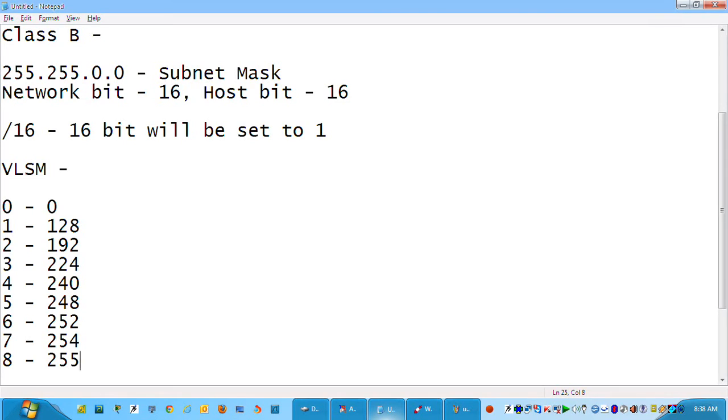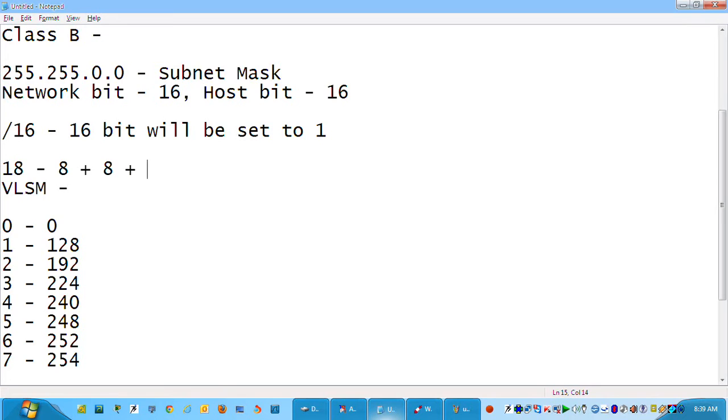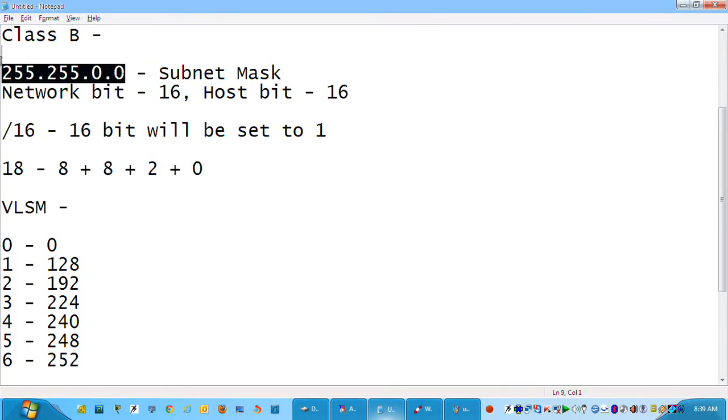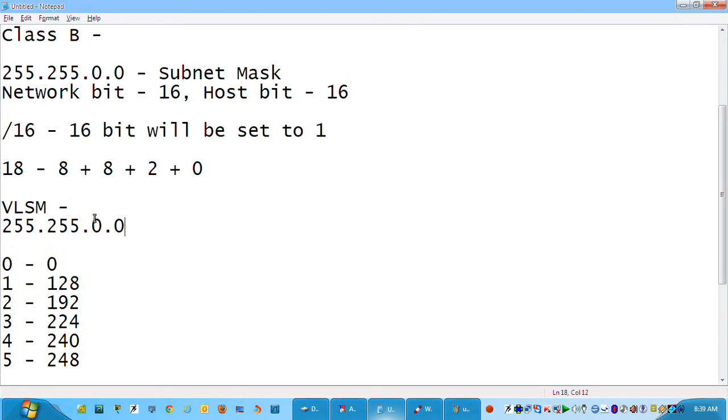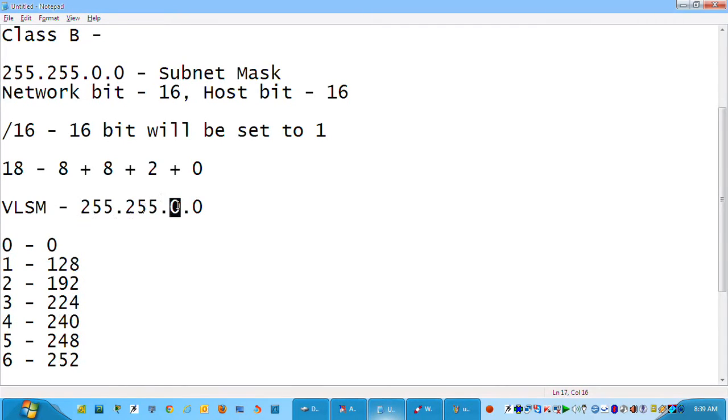Now, from this calculator, if I calculate what will be 18 bits, you have to take 8 bits maximum. Okay, 8 bits, then 8 bits, then 2 bits, 16 plus 2 bits, then 0. Now you can see the VLSM will be 255.255, 2 bits means 192 and 0 means 0. So it has to be 255.255.192.0.